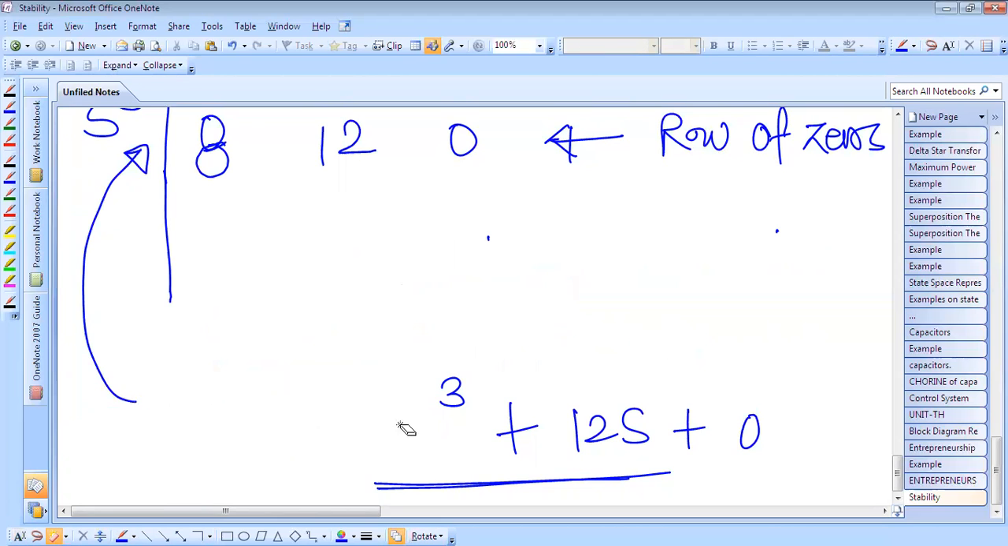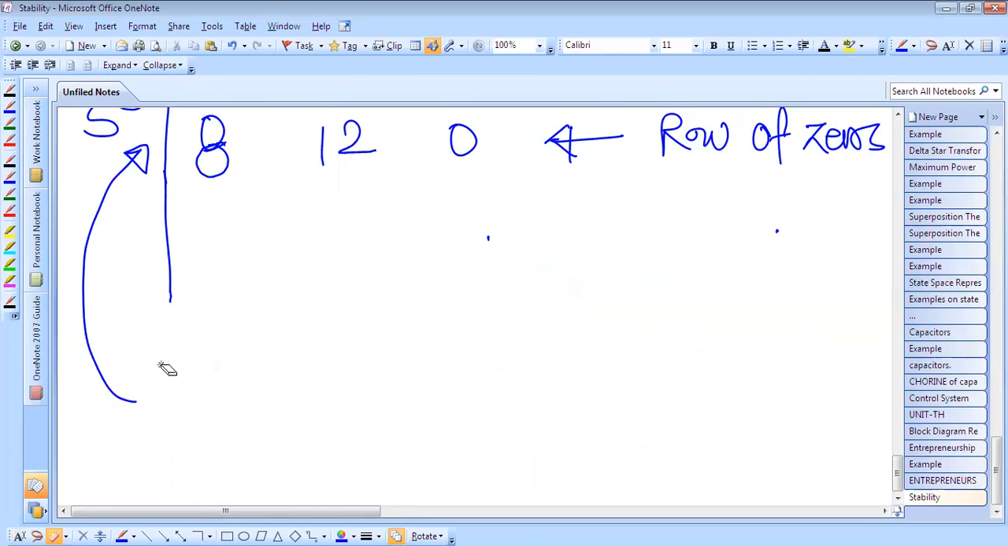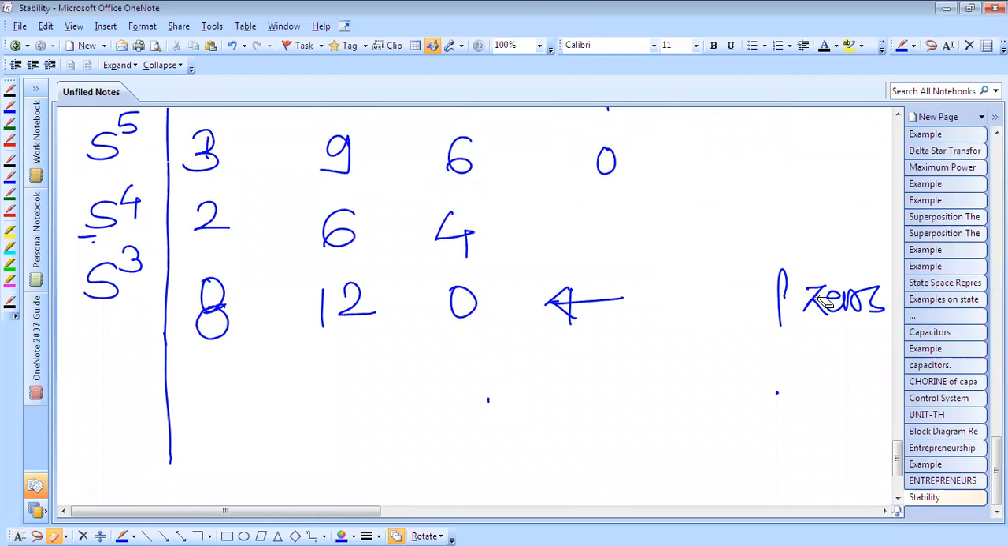And we can now continue further the Routh array. So this problem is also over. Now we'll find s raised to power 2. So what is s raised to power 2?